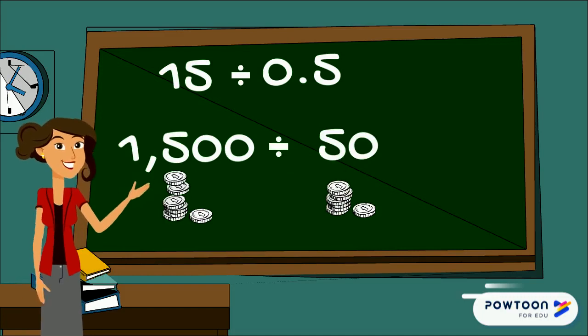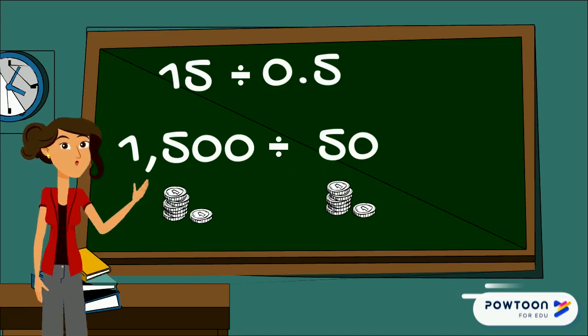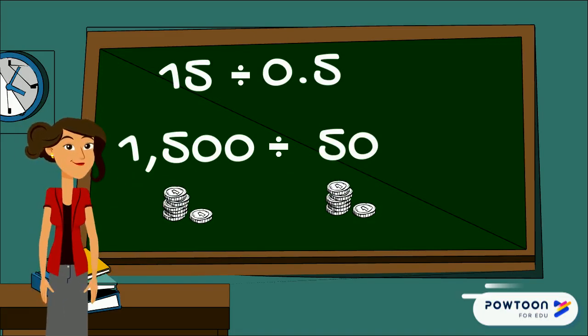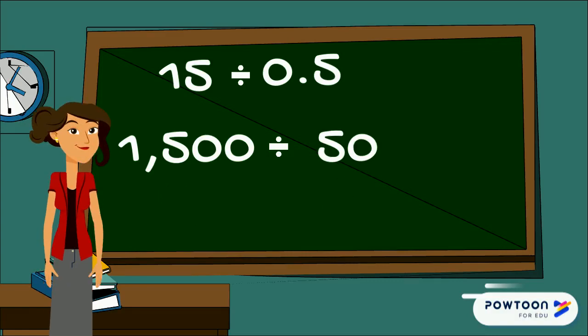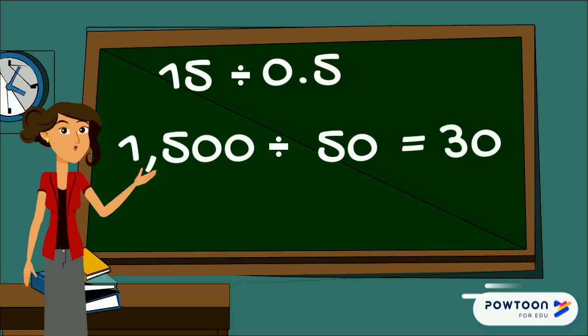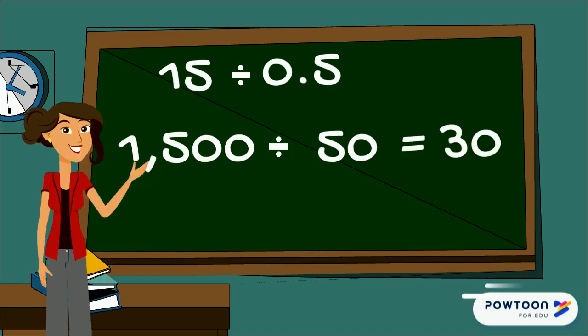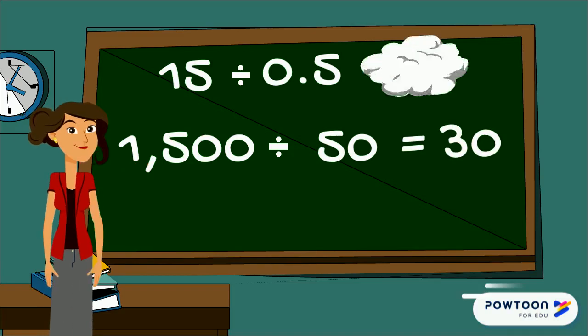You can write out the division problem by writing it on scrap paper. Remember to say the problem out loud while you write 1,500 divided by 50. So we have 1,500 as the dividend and 50 as the divisor. 1,500 divided by 50 equals 30. So we have 30 stacks of pennies. Therefore, 15 divided by 5/10 equals 30.